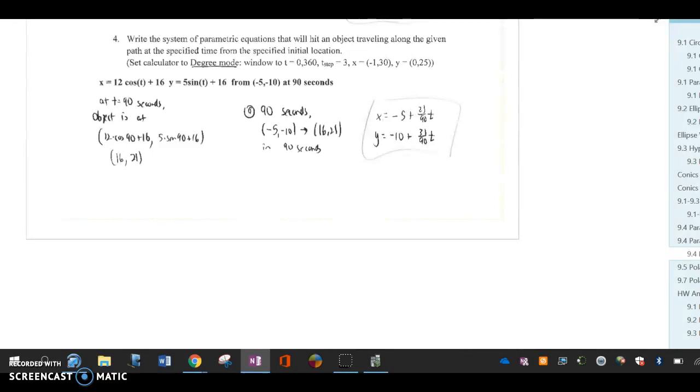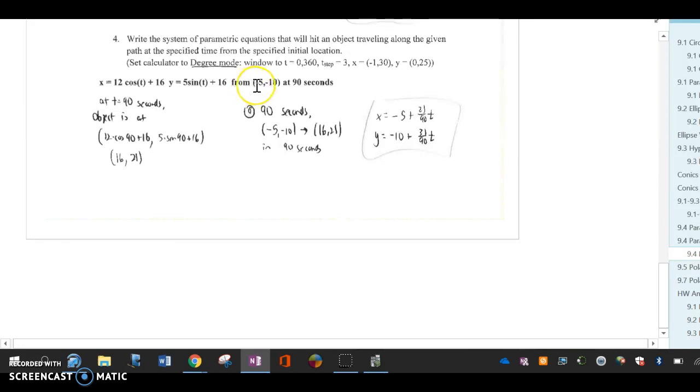Here's the last problem. We have an object that's traveling in this direction. We have the parametric x equals this, y equals that. And for this one, I mentioned that you need to put this into degree mode because we're finding angle measurements and I want to be able to use degrees instead of radians. It'll be a little easier for us. Here's the window setup to make it work.